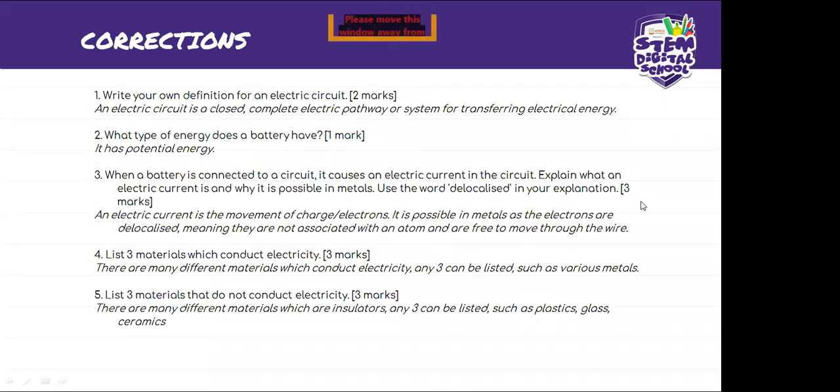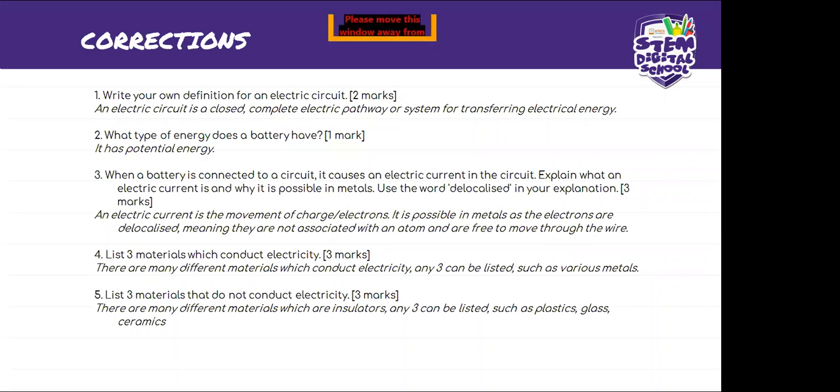All right. These are my suggested answers. Question 1, write your own definition of an electric circuit. It shouldn't be the same wording as mine, but if you manage to say an electric circuit is a closed, complete electrical pathway or system for transferring electrical energy, you are perfectly correct. That's for 2 marks. Question 2, what type of energy does a battery have? It has potential energy.